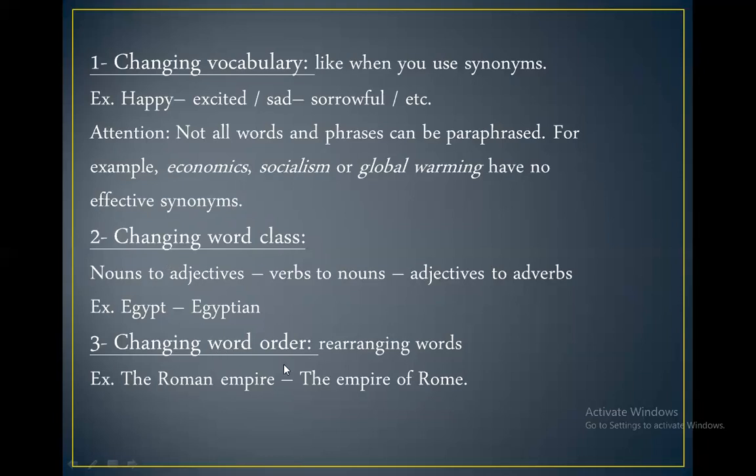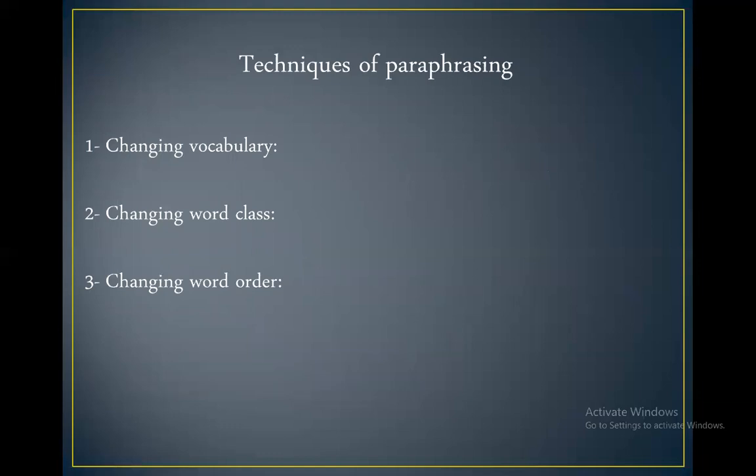So the three main techniques of paraphrasing are, number one, changing vocabulary, like when you use synonyms. Number two, changing word class or word category, like from noun to verb, from verb to noun, and vice versa. Number three, changing word order. You are free to manipulate and to choose which word to start with. This is called changing word order, like rearranging the sentence, restating the sentence in a different way. That's basically the three main techniques of paraphrasing.